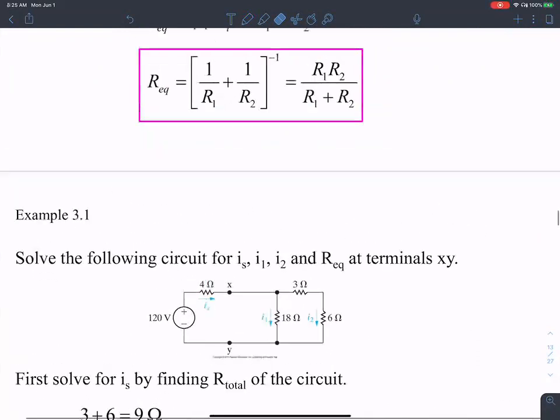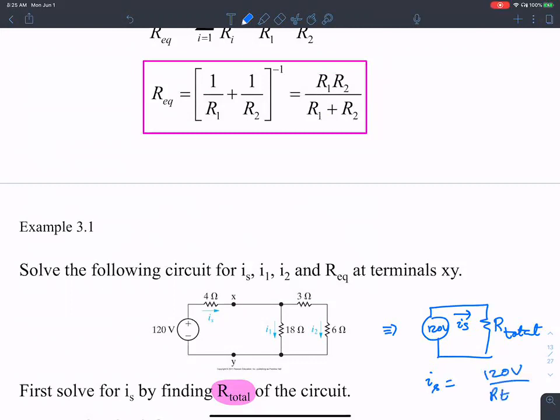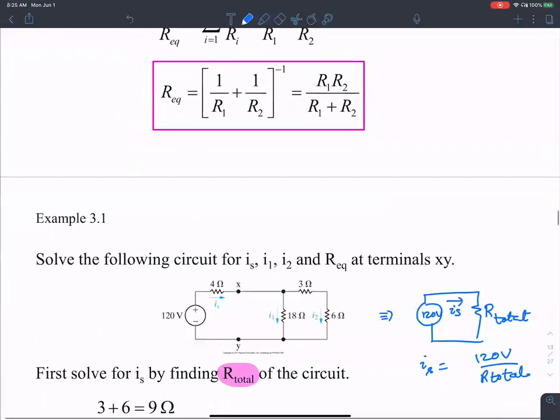In order to solve for IS, the first step that I want to do is find the R total, the total equivalent resistance. Then I am going to express this whole circuit as 120 volts in series with R total. Then IS, the current flowing, will be equal to 120 volts divided by R total. So my idea is to find the total equivalent resistance.